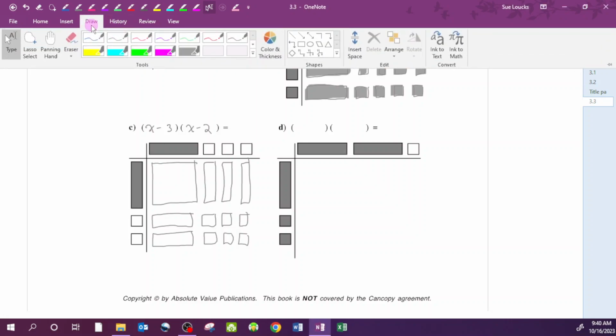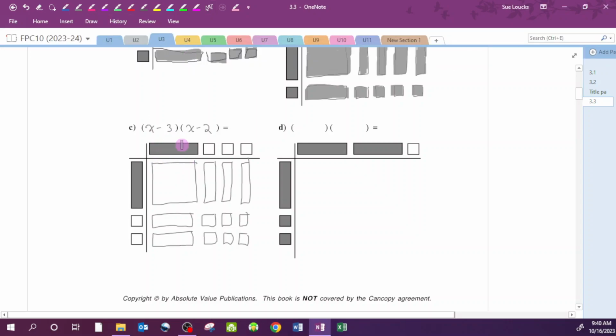So here are our shapes, and when we go to color them in, we see that we've got a positive times a positive, so we have a positive x squared. Then these x's are all going to be negative, but our ones are all going to be positive because they're all created from a negative times a negative. So our result is x squared minus 5x plus 6. Okay, one more. Go ahead and do it.